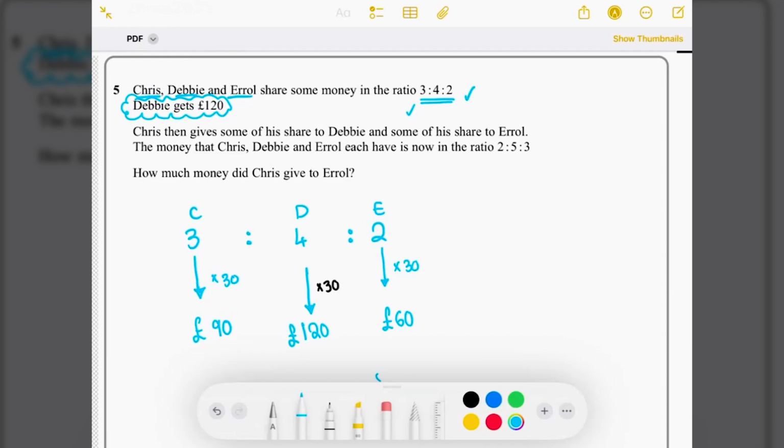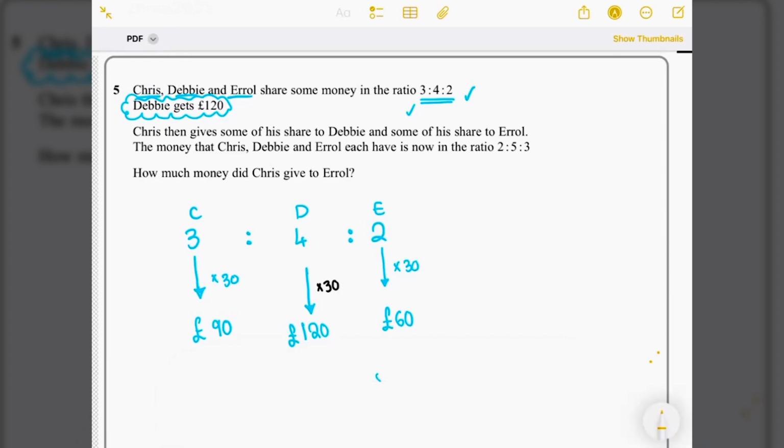Now let's look at the next part. The next part of the question, they say that Chris then gives some of his share to Debbie. Very nice of him. And some of his share to Errol. Very kind. The money that Chris, Debbie, and Errol each have is now in the ratio of 2 to 5 to 3. So this is the new ratio, 2 to 5 to 3. And they want to know how much money Chris gave to Errol. Well, we now need to know how much each person gets, and then we'll be able to figure out how much Chris gave to Errol and Debbie and all of that.